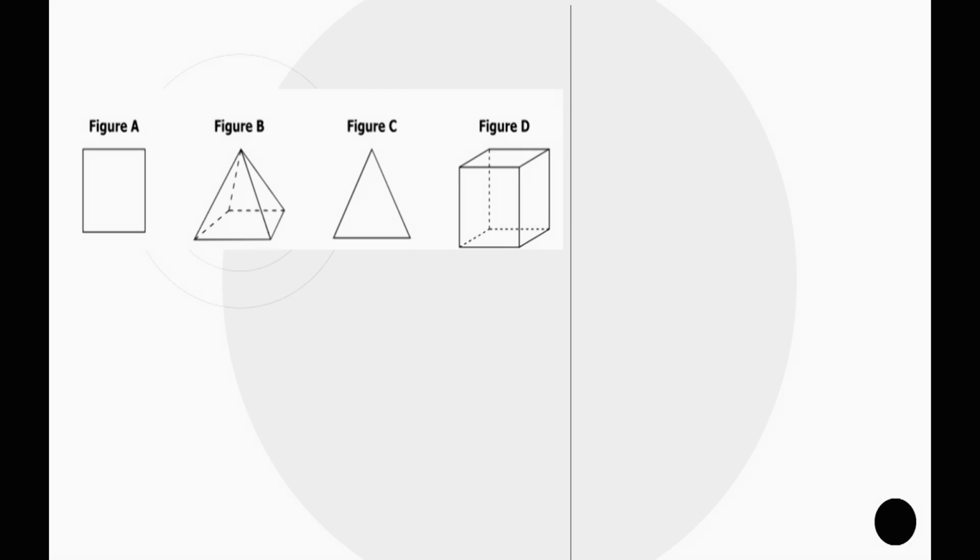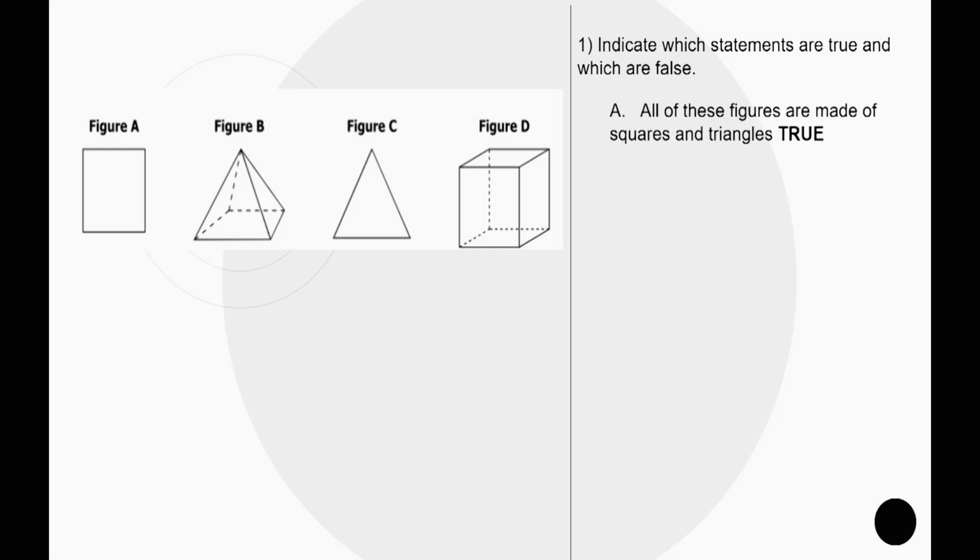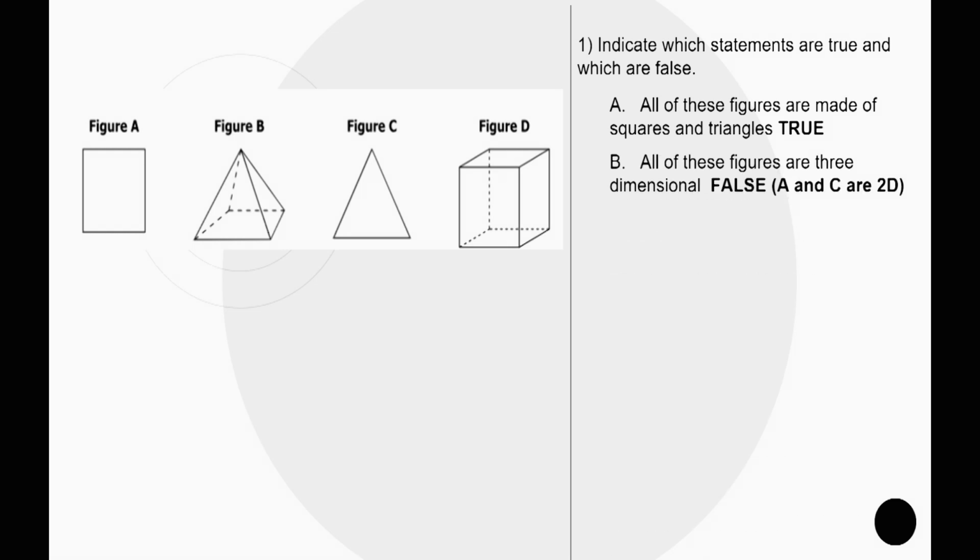Here are the answers to the true and false statements. All of these figures are made of squares and triangles. True. All of these figures are three-dimensional. False. Figure A and figure C are two-dimensional. Figure B has 8 edges. True.